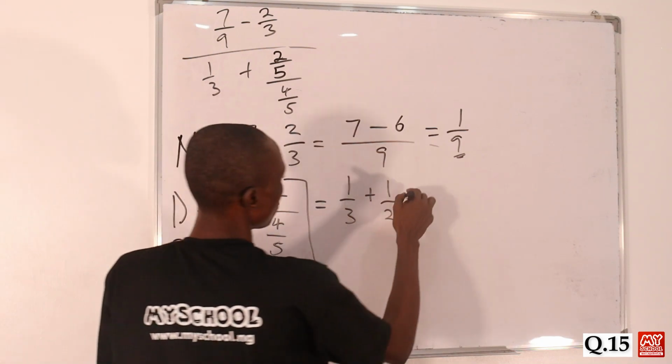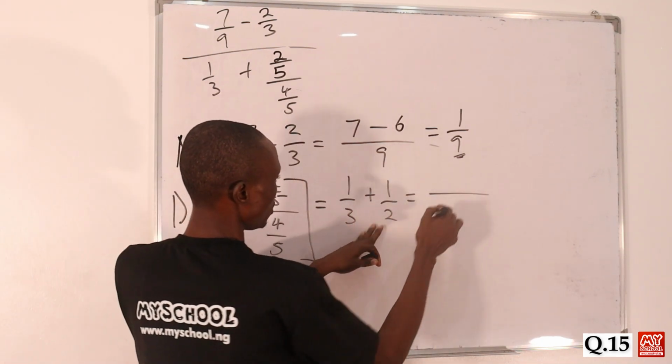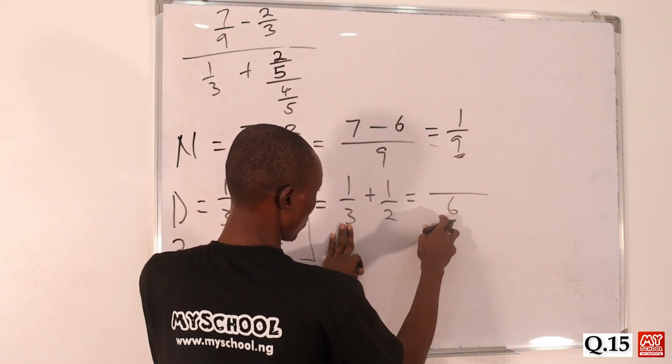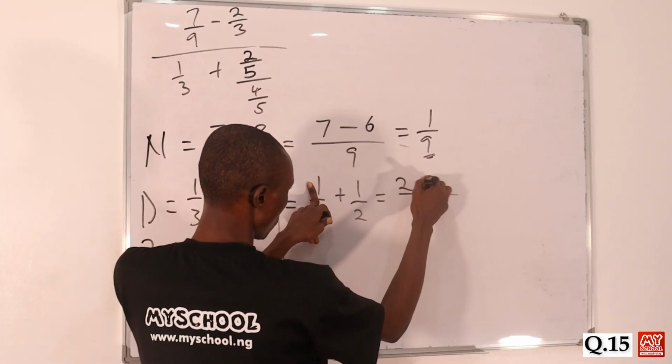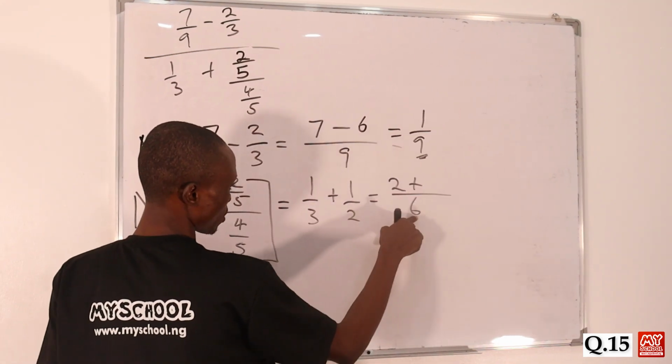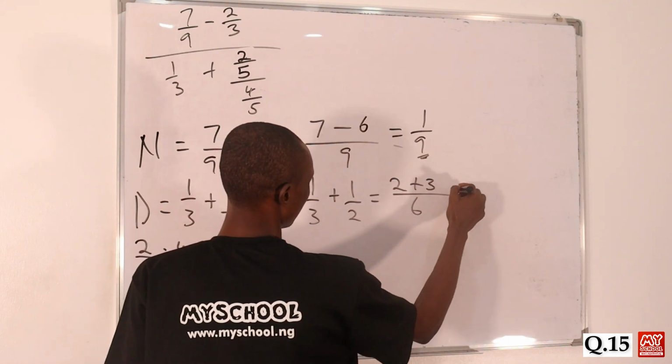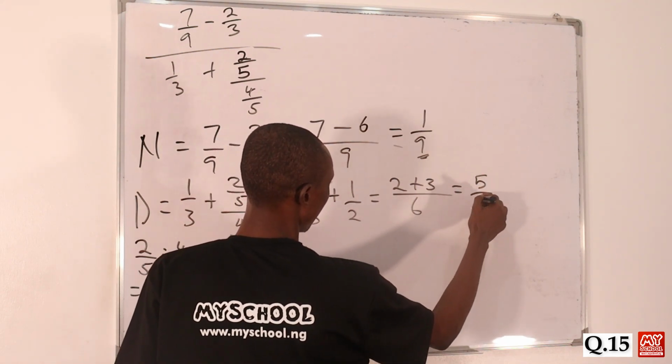Okay, so the LCM of 2 and 3 is 6. So 3 into 6 is 2. 2 times 1 is 2. Then plus 2 into 6 is 3. Then 3 times 1 is 3. So at the end of the day, we have 5 over 6.